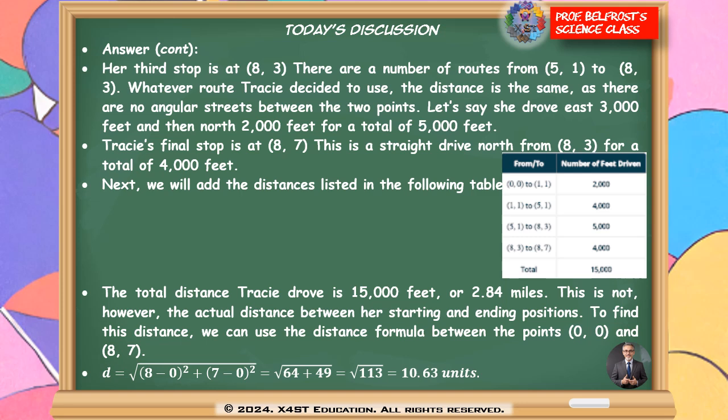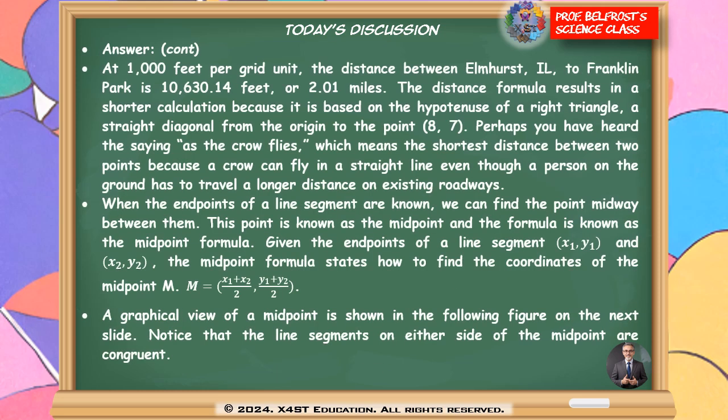But the displacement, or the distance between her starting and ending point, is different. We need to find this using the Pythagorean theorem, and it yields 10.63 units. Just convert it to feet: 10,630.14 feet. Okay, so that's done for the first concept. Now the second concept.